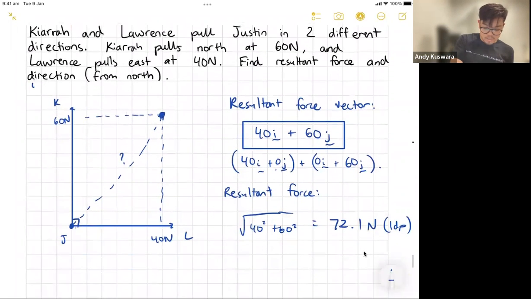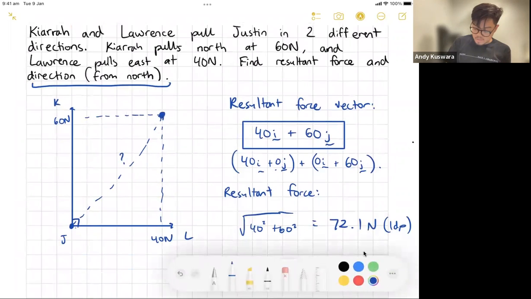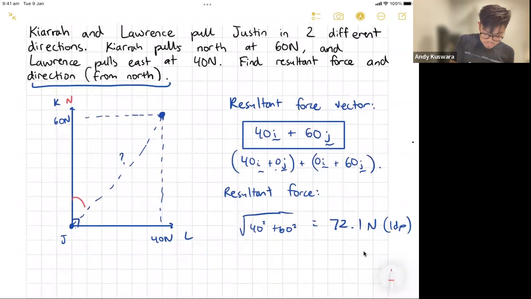Now to find the direction from north, it's going to be nice and easy. All I'm really finding here is, if that's north up here, I'm just going to find that angle there because now I'm heading in that direction. So the easiest way to do this is let's label this theta. I can see here that that's 60. That's a nice right angle. And I've got 40 up here.